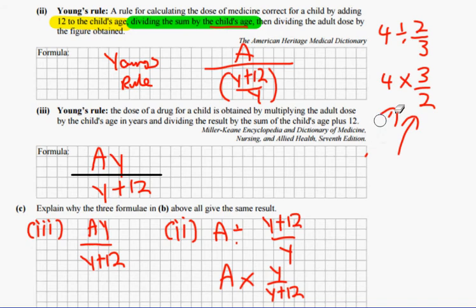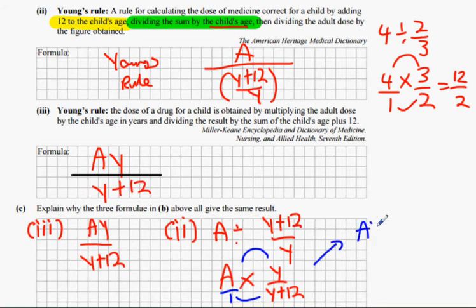Now, the other thing you've got to remember about multiplying fractions is that it's top by top, bottom by bottom. So it's top by top, and then it's technically A over 1, bottom by bottom. So that's going to turn into AY over Y plus 12. You can actually see that they're exactly the same formula. They're just two completely different variable descriptions.